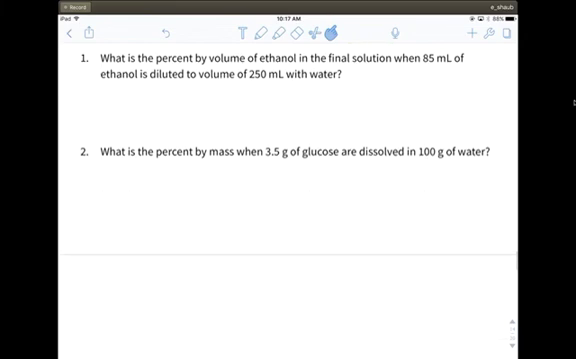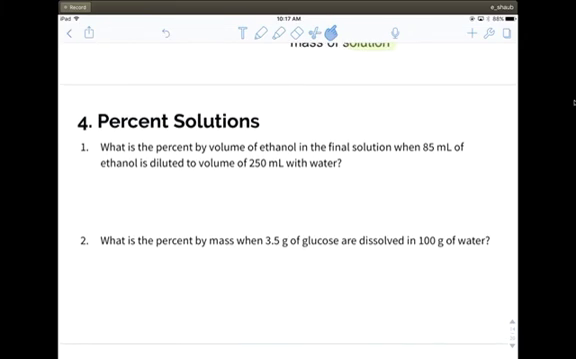So we're going to end this video with just these last two practice problems. The first says, what is the percent by volume of ethanol in the final solution when 85 milliliters of ethanol is diluted to a volume of 250 milliliters with water? So if I want to know my percent by volume, I need to know my volume of my solute. And so in this case, my solute would be ethanol.